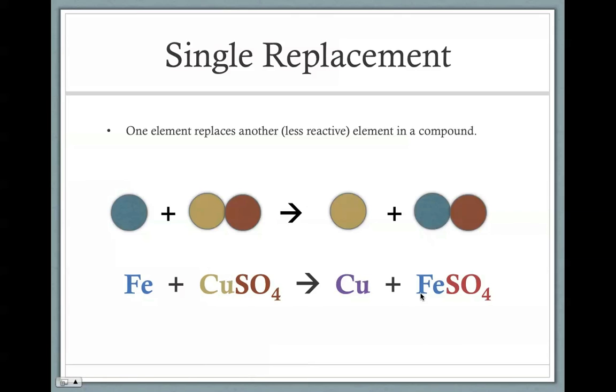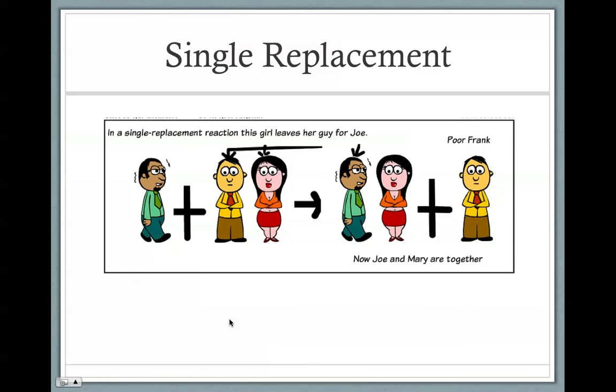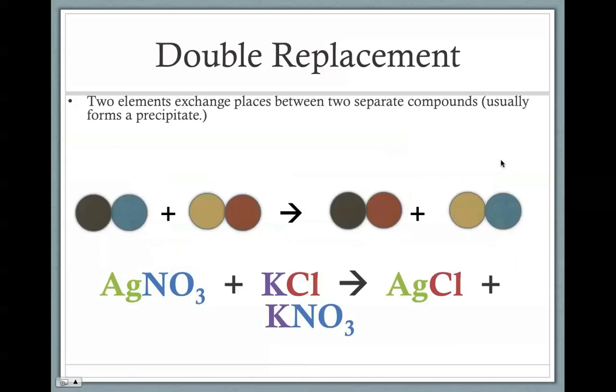So as you can see, iron and copper have switched places from the reactant side to the product side, and this is called a single replacement. Again, you're going to be looking for an element by itself and a compound, and you're going to be seeing that the two metal elements are switching places. So this is similar to the graphic that you see on your screen. Mary was basically with Frank, and then she dumped him and started dating Joe. And while it's great for Joe, now poor Frank is by himself. So again, representing a single replacement reaction.